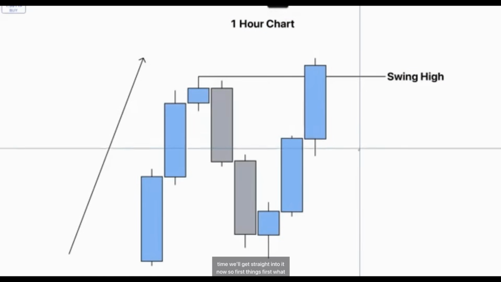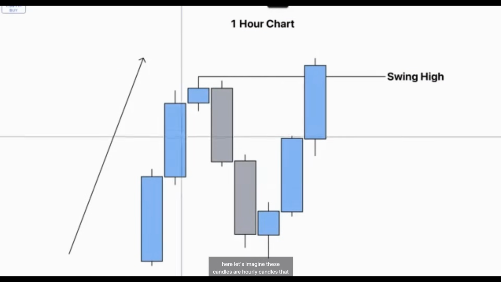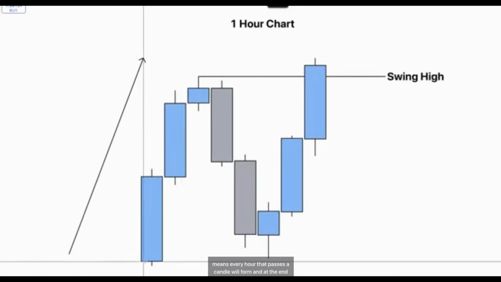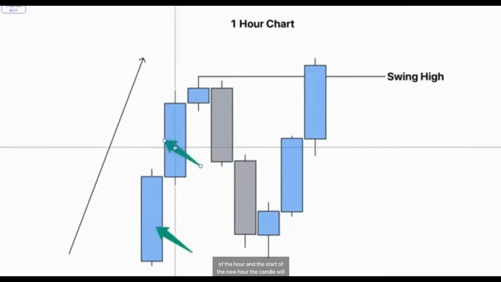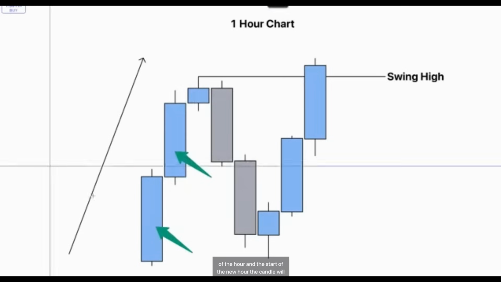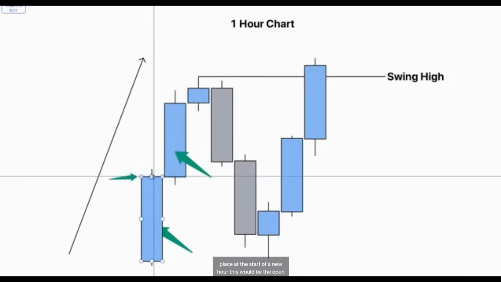So first things first, what is a closure? Well, if we're looking at a 1 hour chart here, let's imagine these candles are hourly candles. That means every hour that passes, a candle will form. And at the end of the hour and the start of the new hour, the candle will close. So for example, this would be our closure. This would take place at the start of a new hour.